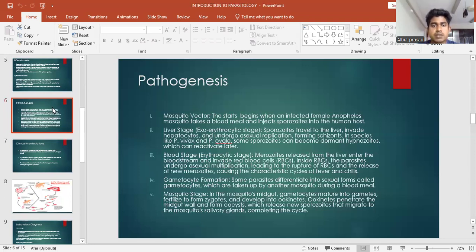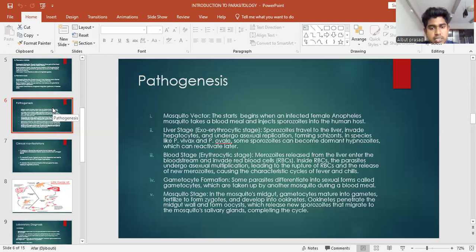This is one reason why these sporozoites migrate to the liver: the liver itself is an immunotolerant organ, meaning that it does not have much immune activity present. That's the reason they migrate to the liver and go through the asexual replication phase.